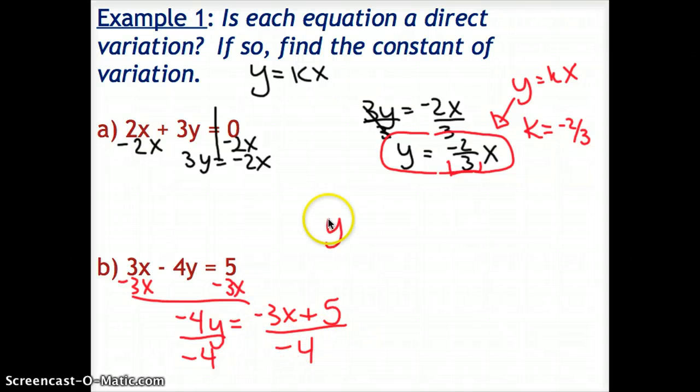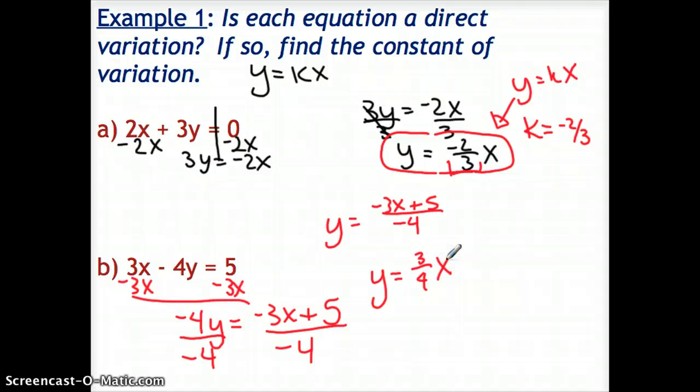And I could just write y equals negative 3x plus 5 over negative 4, but if I'm really trying to see if this is in the right form, I'm probably going to want to divide each part out. So negative 3x divided by negative 4, that's just going to be 3/4 x, because a negative divided by a negative is a positive. And then 5 divided by a negative 4, that's going to be a negative 5/4. So I'm going to write this negative 5/4.